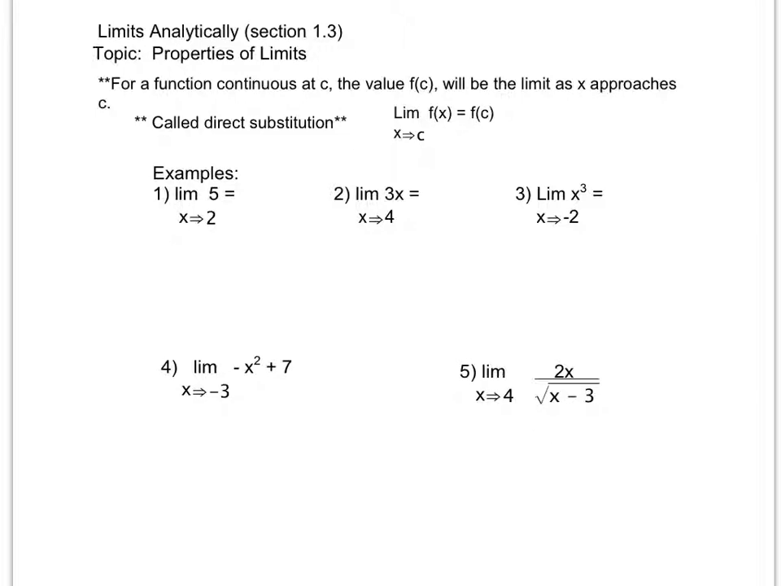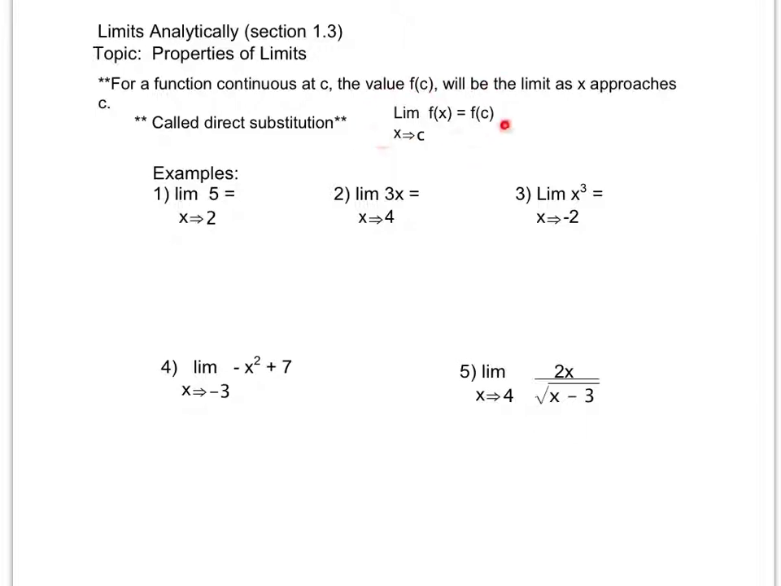So, in other words, for a function that's continuous at this c value that we're curious about, the actual value of the function will be what the limit is as x approaches c. This is called direct substitution. We're going to learn a ton of different methods to evaluate limits, and a lot of our methods are going to focus on being able to rewrite our function so that we can use direct substitution. Direct substitution is the easiest way to evaluate a limit.